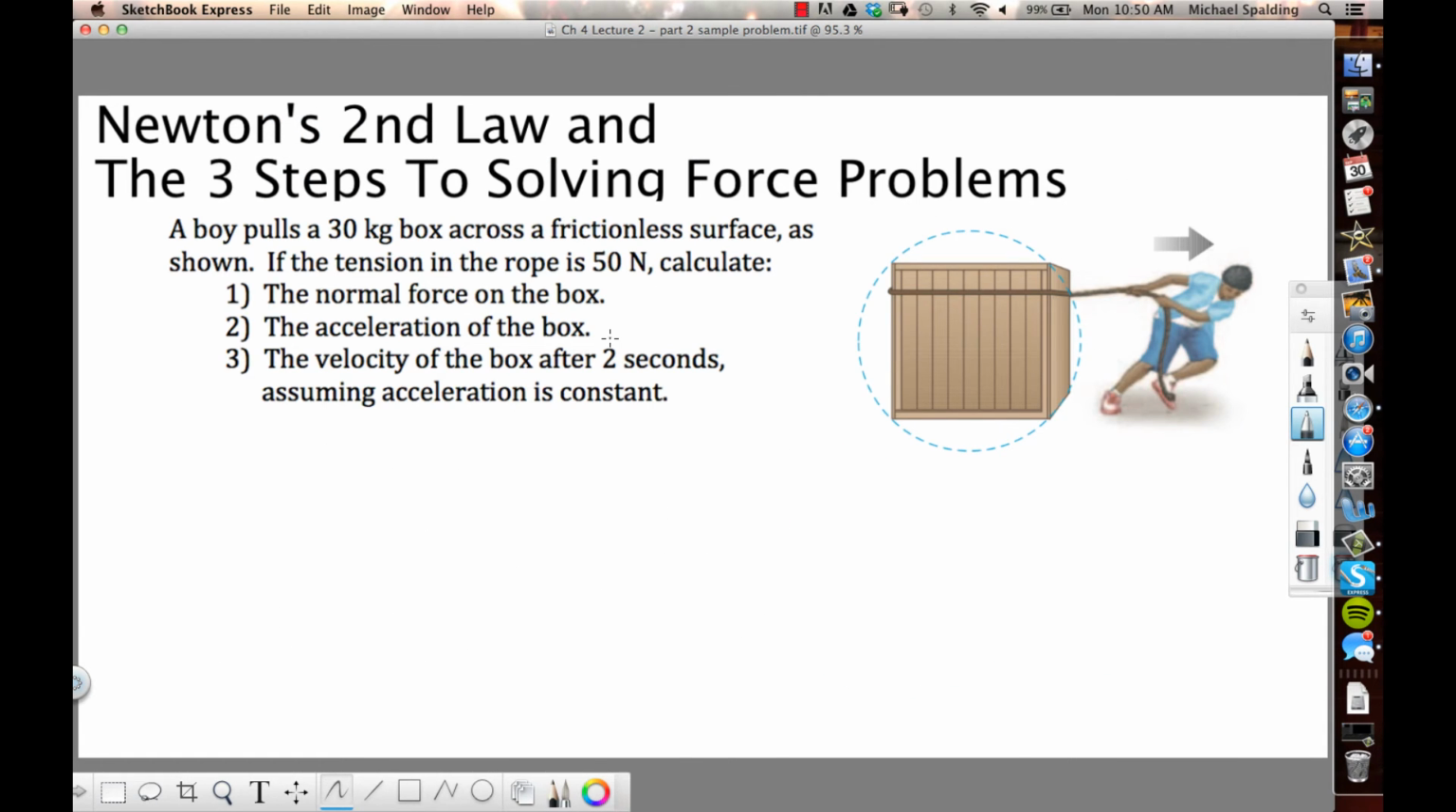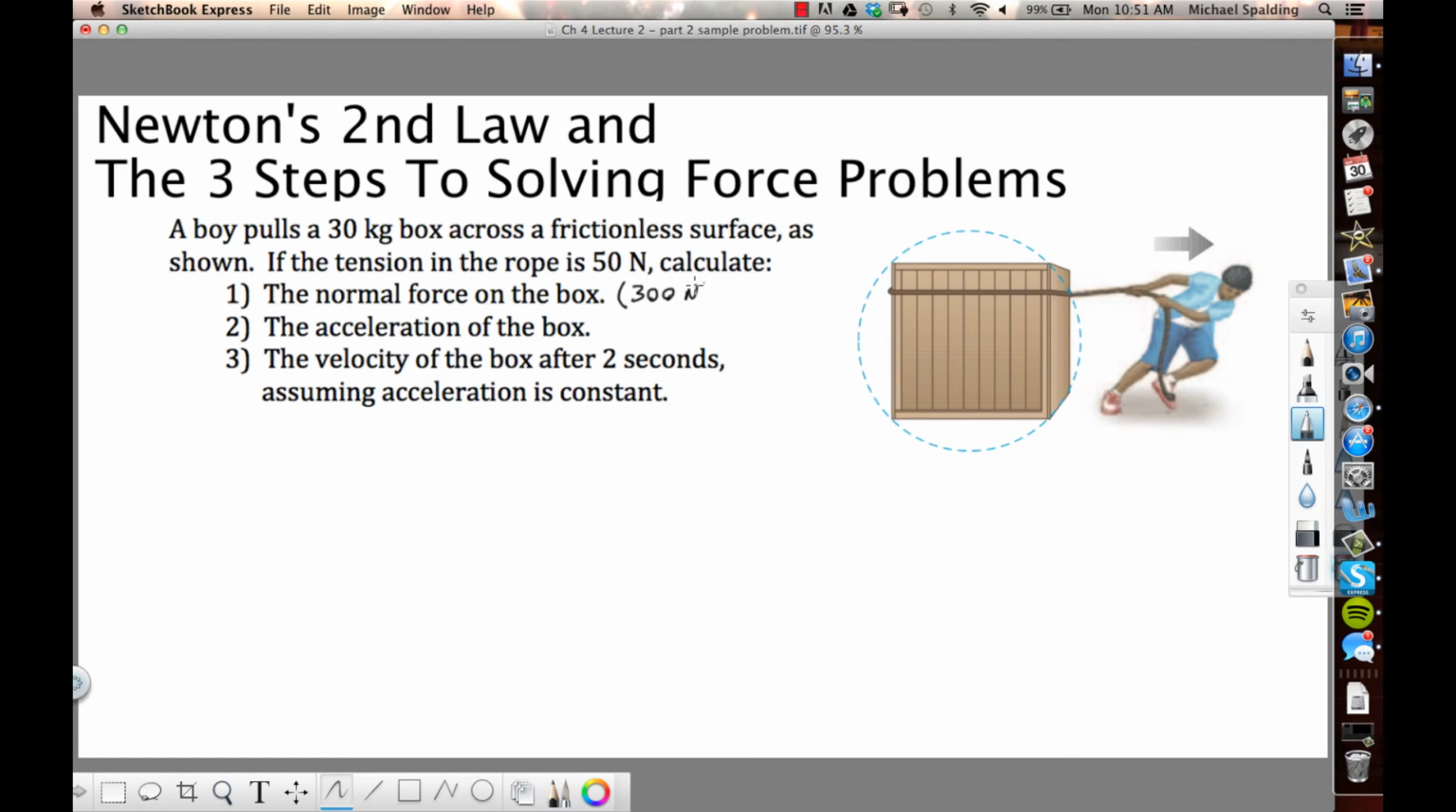All right, so here's a problem. We have this boy pulling a 30-kilogram box across a frictionless surface. The tension in the rope is 50 newtons. Calculate the normal force on the box, the acceleration of the box, and the velocity of the box after 2 seconds. So here are the answers so you can check your work.